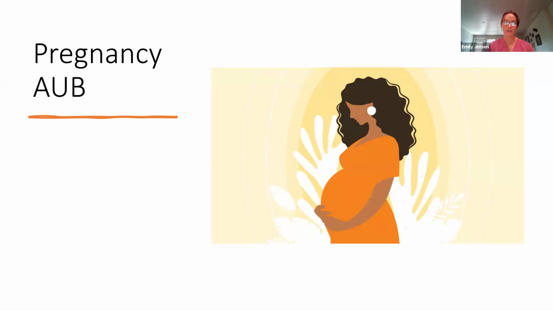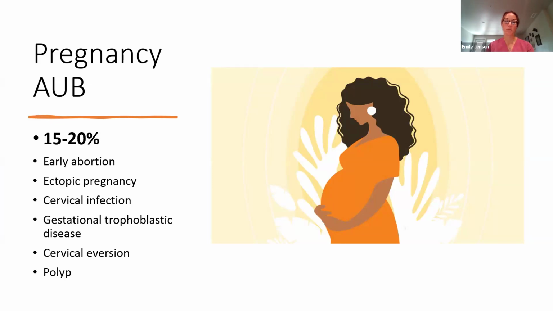So pregnancy, obviously, can be really common. So 15 to 20% based off the source I was looking at can have some bleeding with their pregnancy. And obviously most of them are concerned with early miscarriage or abortion, ectopic pregnancy. So you want to make sure that you work this up to help give them peace of mind, because it can cause severe distress for the mother, especially if they've experienced loss before. But then you also want to think of other etiologies, like gestational trophoblastic disease, cervical eversion, and polyps as well, because those can present during pregnancy, just like at any other time.